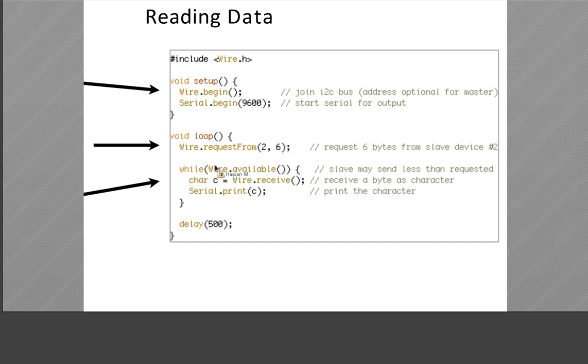Here, while wire available, as serial available. Okay, we had serial available, that anything is inside the I2C buffer, okay, isn't empty. While wire available, or wire available not equal to 0. Okay, while wire available, character is wire dot receive in serial.